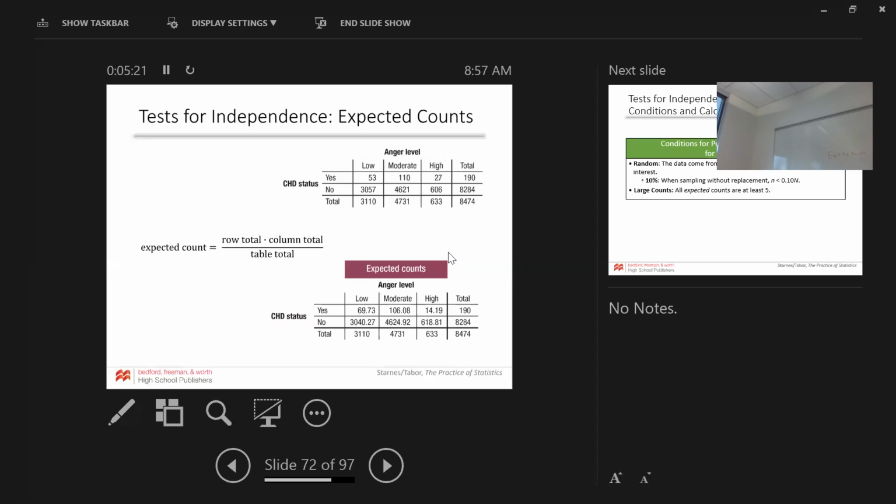Where did it come from? The calculator did it for you, but it multiplied. 69.73 comes from the product of 190 times 3110 divided by 8474. Row sum times the column sum divided by the grand sum. But the calculator does it for you.